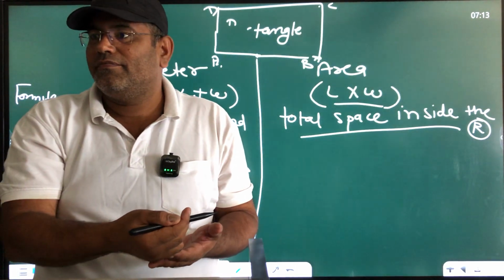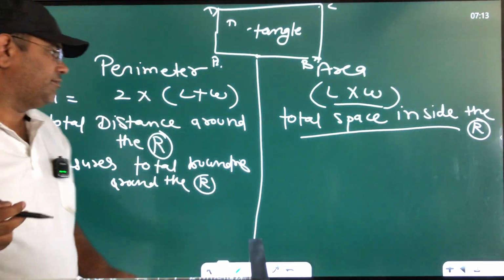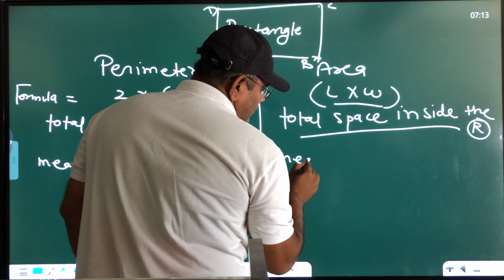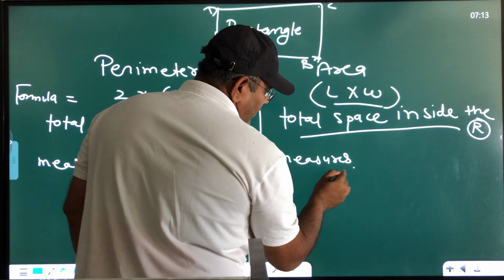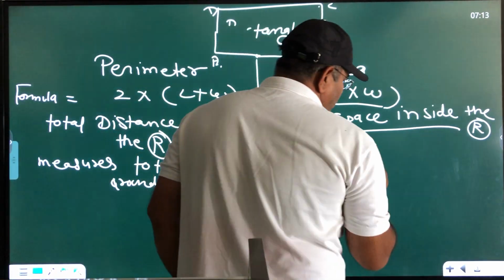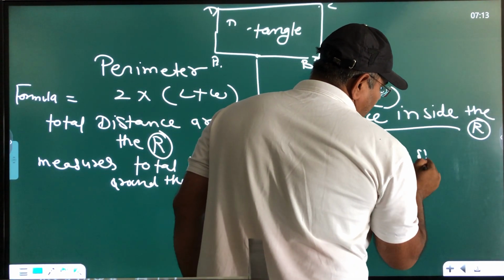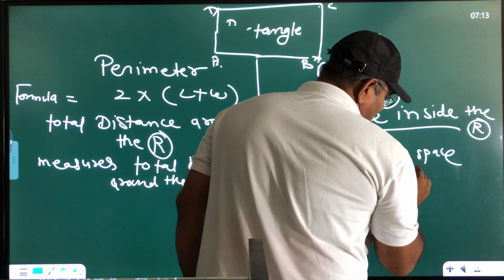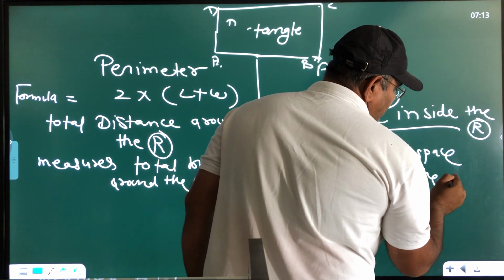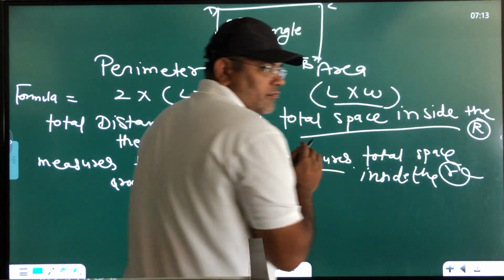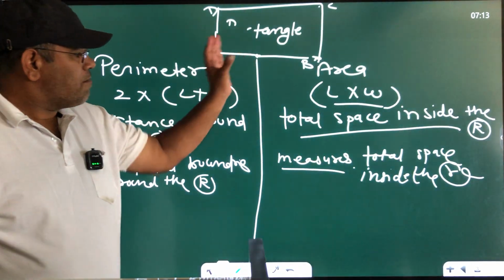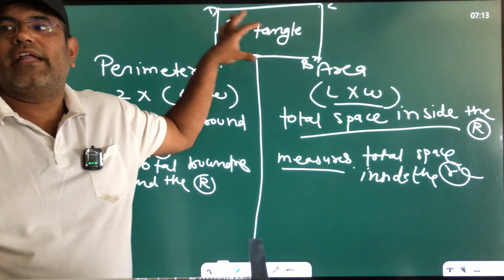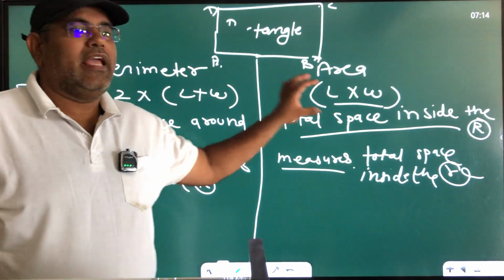Am I clear? Okay, second thing. Area measures total space inside the rectangle. Okay? Area measures total space inside the rectangle. That's why we use area.